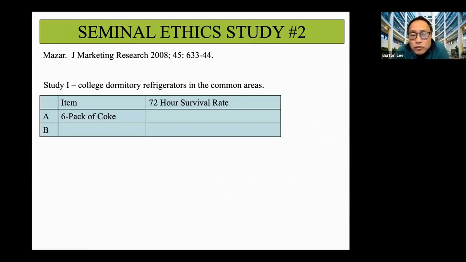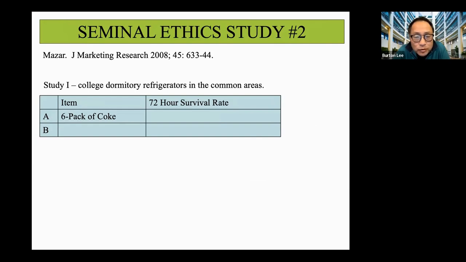So let's then move on to a second seminal paper, which I think is really fascinating and really important for us to, again, set the framework for the rest of the talk. So the second paper is by Mazar, and this starts out with a kind of an anecdote, which is a fun thing to think about.